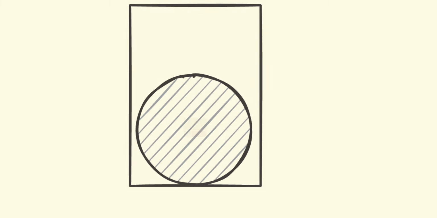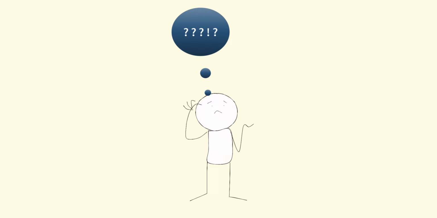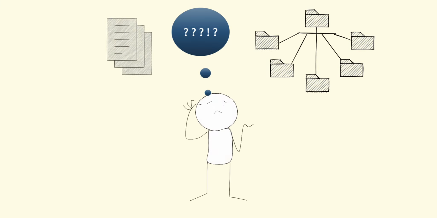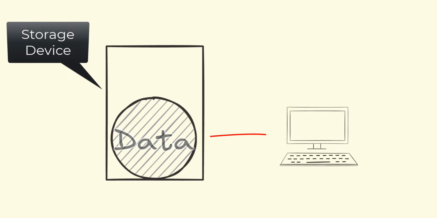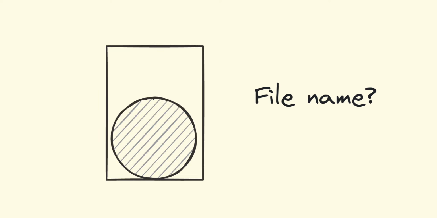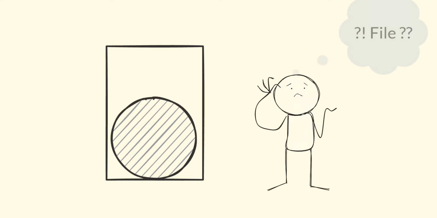At its core, a storage device is just a series of memory blocks with the capacity to store raw data. That's it. It has no concept of files or directories. It doesn't understand where one file ends and where another begins. So, if you want to access the data stored on this device, how would you do it? By file name? Nope, the device doesn't even understand what a file is.